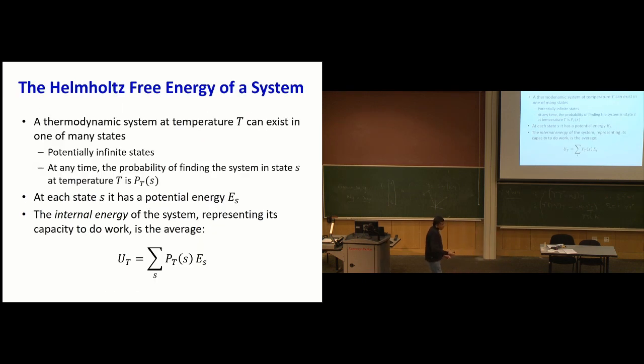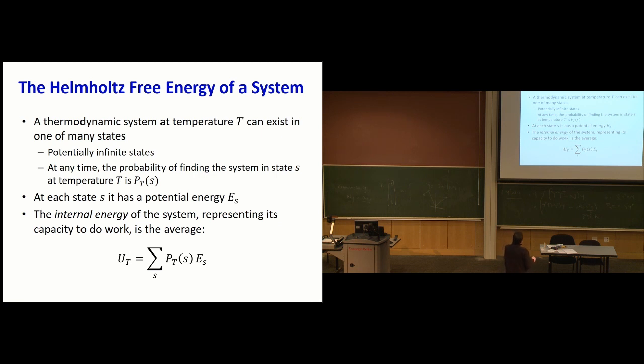So to get into the physics a little bit, a thermodynamic system at temperature T can exist in one of many states, potentially infinite. At each time, the probability of finding the system in state s at temperature T is something, P_T(s). It's a function of T, right? Now, at each state, the system has some potential energy. When I say potential energy, this is the capacity of the system to do work when it is at that state. If the water is up here, that is the capacity of the water to do work. And then it comes down here, that potential energy has been converted to kinetic energy, which powers your bulbs. So at each state, there's a certain amount of energy, a capacity that the system has to do work, to convert it maybe to kinetic energy or something else.